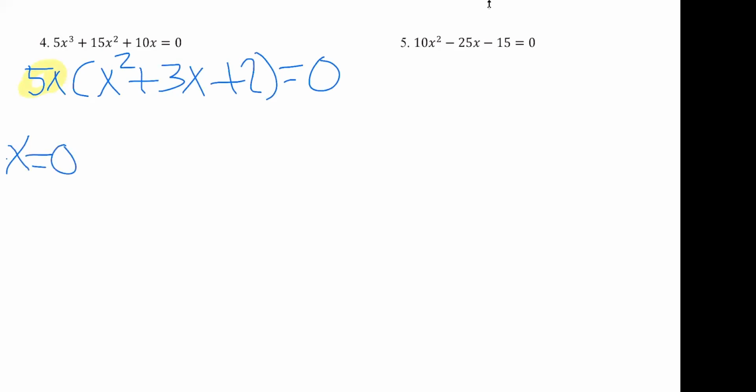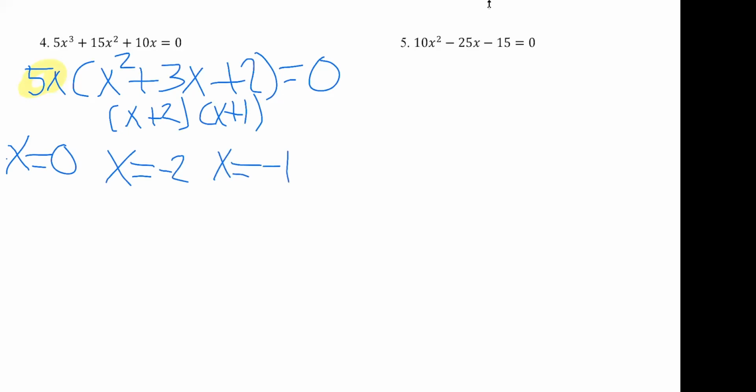But then for this trinomial, you want to see, well, can you factor it normally? If so, awesome. Worst case, if it's not something you can factor, you're going to have to use the quadratic formula or grouping or a different method. But this one factors nicely. It would just be x plus 2, x plus 1. So you would get 2 more solutions at x equals -2 and x equals -1.